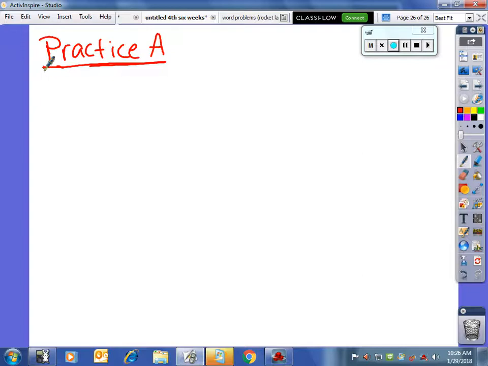(9-4) practice A, where it says order the functions from narrowest graph to widest graph. Are you with me? Look at number 1. It says f of x equals 5x squared.